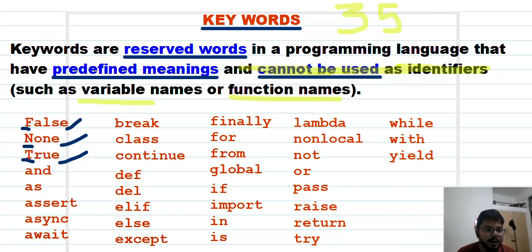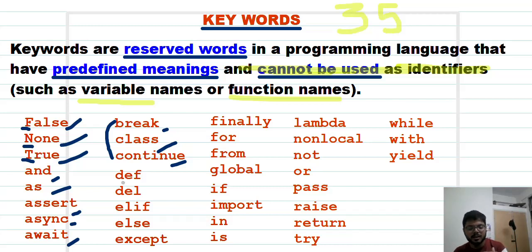Now we will see False, None, True, and, as, assert, async, await, break, class, continue. Break and continue are generally used in loops, in order to break out of the loop or to skip an iteration of the loop. We will use continue. def is generally used for creating a function or class, and del is used to delete something.